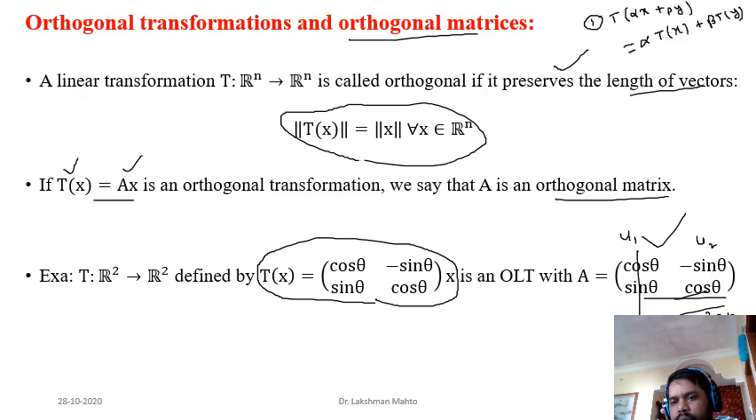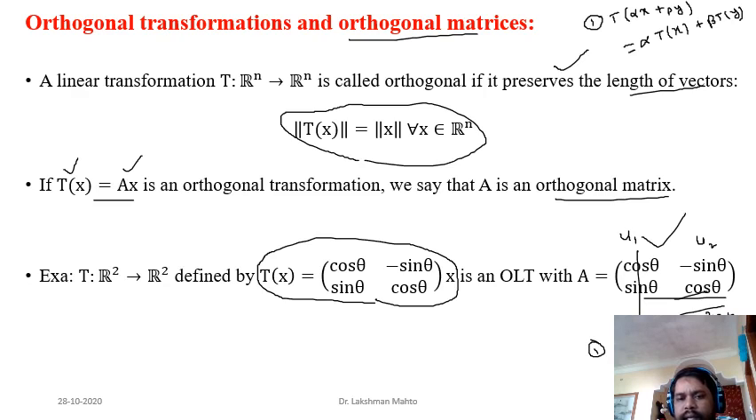You're right, a bit above. So that means the norm of u1 is 1. Similarly, the norm of u2 would also be the square root of cos square theta plus sin square theta. That means the norm of u2 is also 1. So that means u1 and u2 are unit vectors.